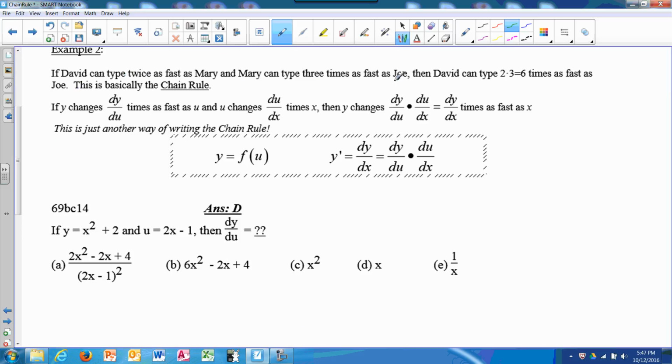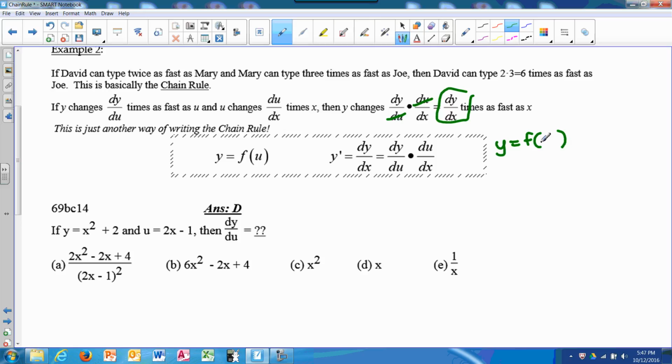Now, an example of how this would work in a word problem. If David can type twice as fast as Mary, and Mary can type 3 times as fast as Joe, then David can type 6 times as fast as Joe. This is really basically the chain rule. So if I were to think about the units, dy/du times du/dx, it kind of cancels to give me dy/dx. Just another way of thinking of the chain rule.